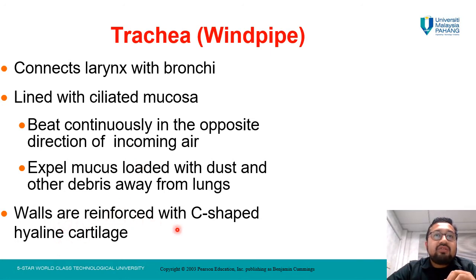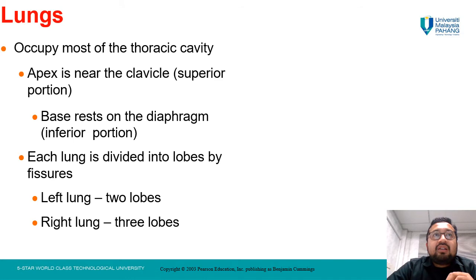So the walls are reinforced with C-shaped hyaline cartilage, as we have seen before in the previous slide. Okay, lungs. We have the nasopharynx, oropharynx, larynx, and trachea, and then next are the lungs. Lungs occupy most of the thoracic cavity, in Malay we call it paru-paru. The apex is near the clavicle, in the superior portion, while its base rests on the diaphragm, the inferior portion, the lower part.